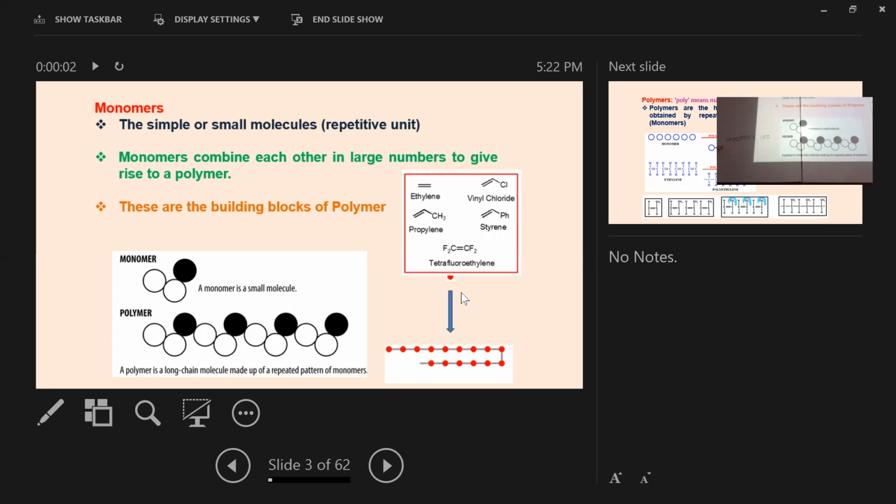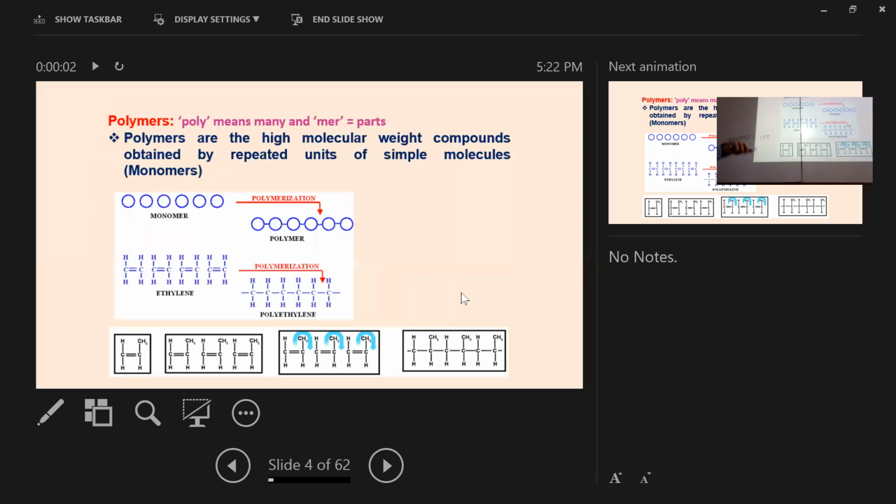If we consider this is 1 million units, then 100 millions is the molecular weight of the polymer. If we consider that 1 million molecules are combining to make a polymer, in that case the molecular weight of that polymer would be 100 millions. So polymers are high molecular weight compounds. The molecule would be with very high molecular weight.